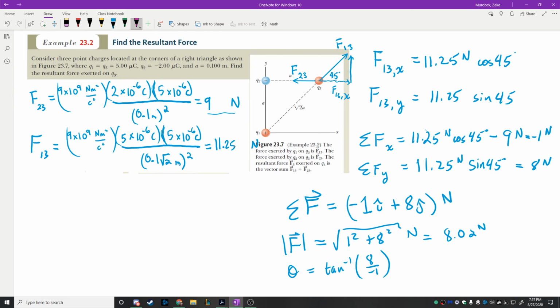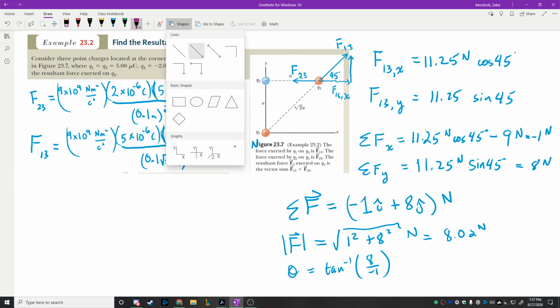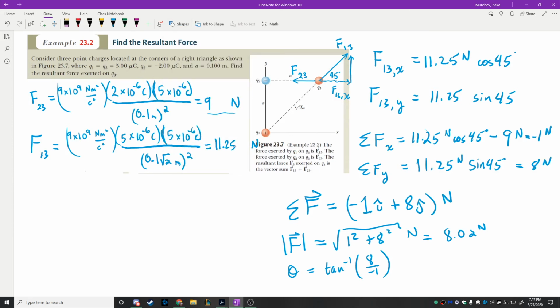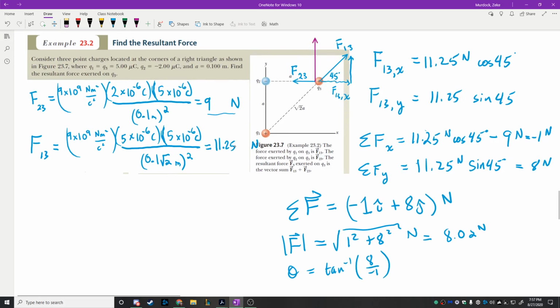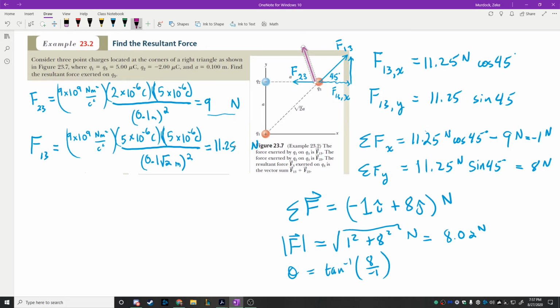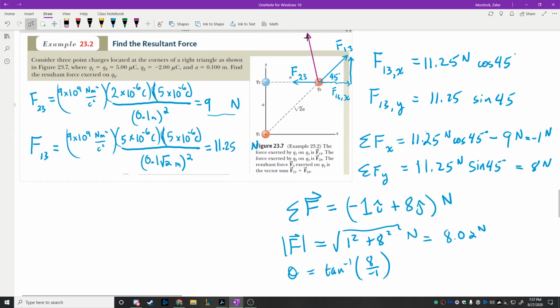So I'm going to put it in a different color. The net force now kind of points up 8 units, right? And then over 1 unit. So kind of like that, basically. A little bit like that, at least. I need to move this around a little bit. Something like, maybe like that-ish.